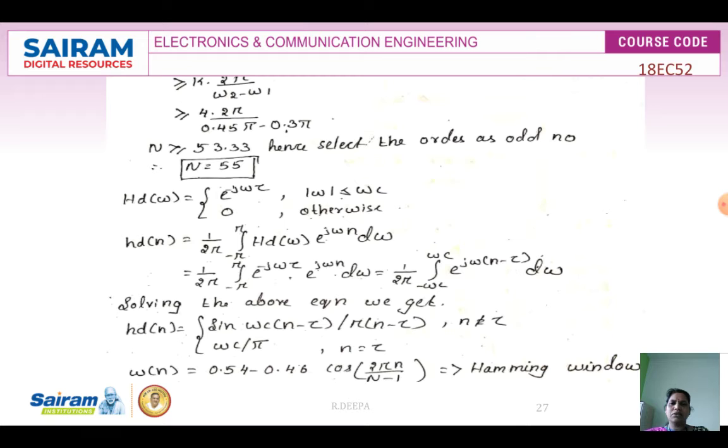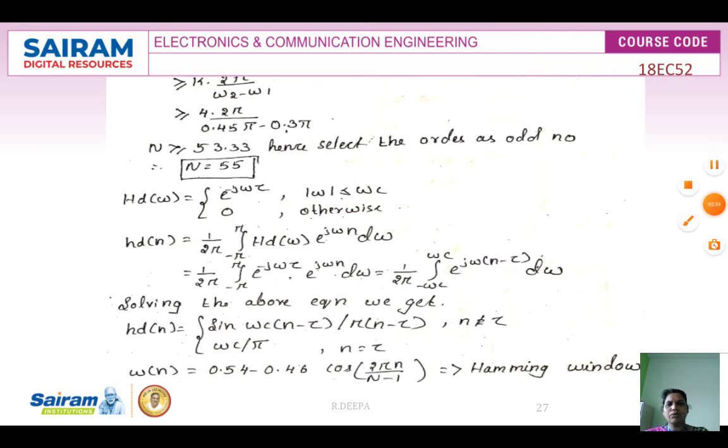and as already I have told, n you have to select as an odd number, and the next odd number is going to be 55. So n is taken as 55, and the rest of the procedure is the same as what we have done for the Hamming window and rectangular window. So once again I will repeat the procedure.